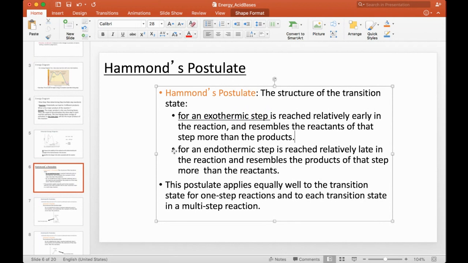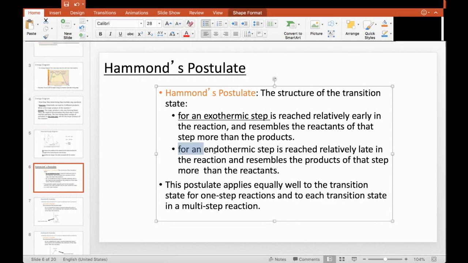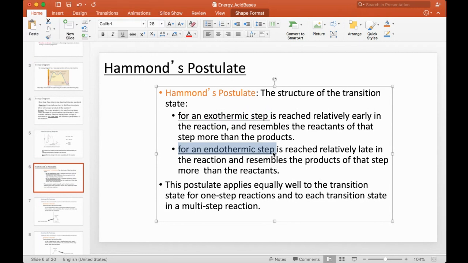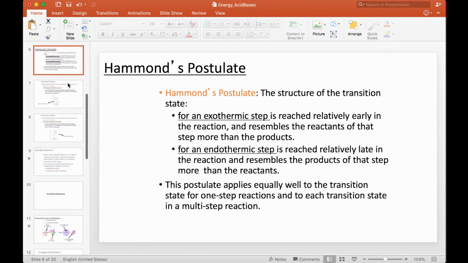Okay. It also says on the opposite, for an endothermic step, and remember I'm talking about here steps, not reactions. For any endothermic step, the transition state is reached relatively late, and therefore the transition state resembles structurally way more the product of that step. This postulate applies equally well to the transition state of one step and to multiple step reactions. Okay, so let me show you here.